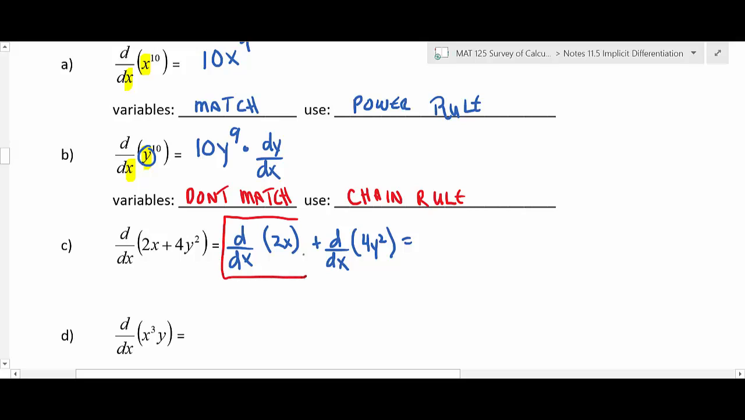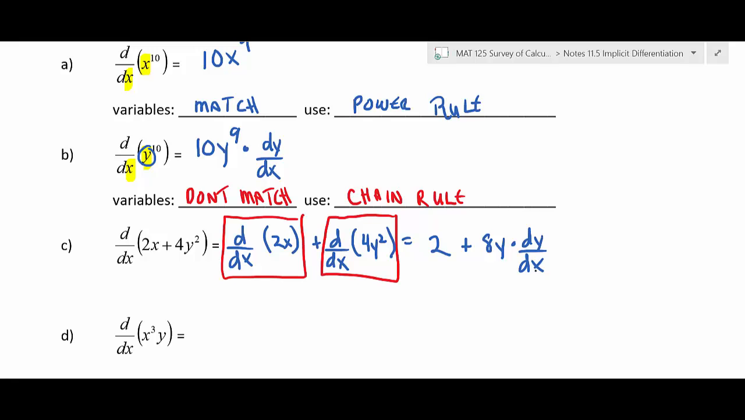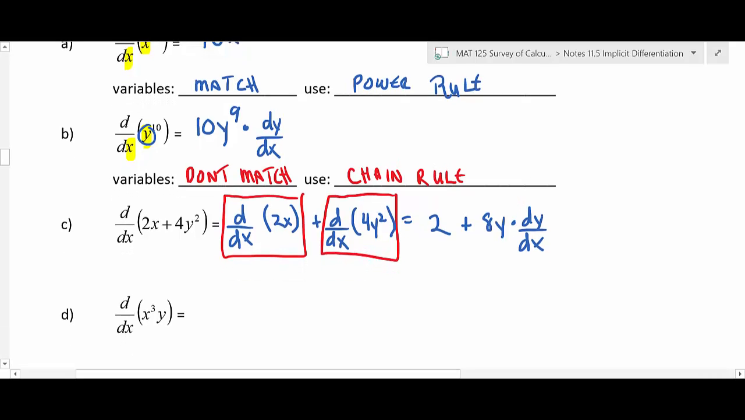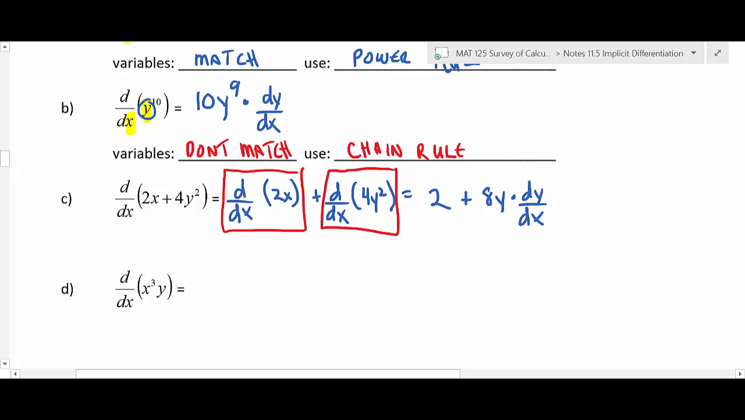Let's look at this first piece. Do the variables match? Yes. So what's the answer to that part? 2. That's good, we don't have to worry about anything. That's done. How about the next part? Do the variables match? No. So the derivative of 4y to the second is 8y, then dy over dx. They don't match, so that's where that goes. Just get trained to do that for now. It'll start making better sense why we do that in a minute, but just get to where you can do that.